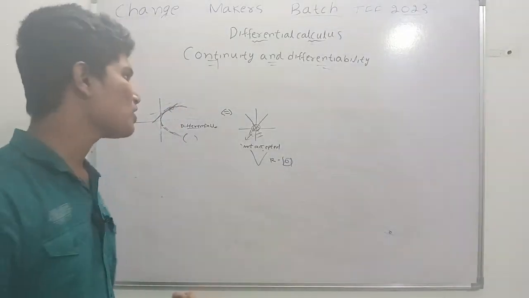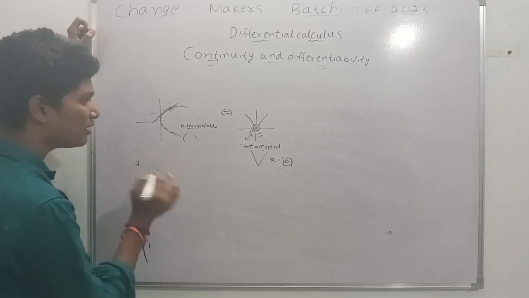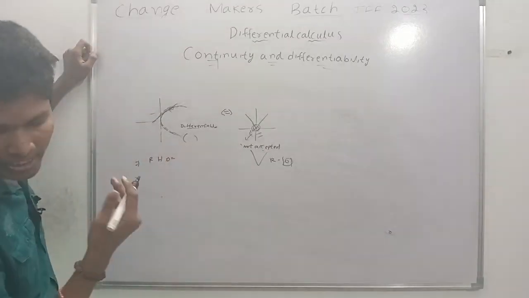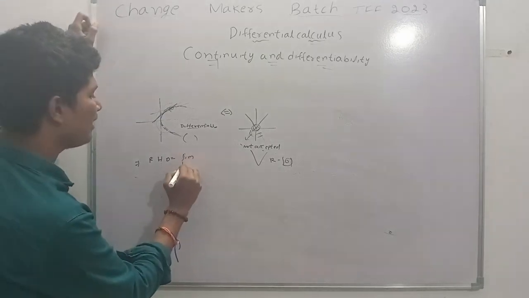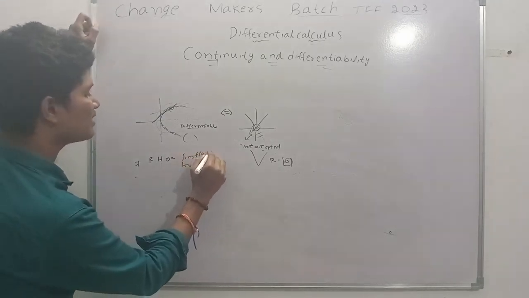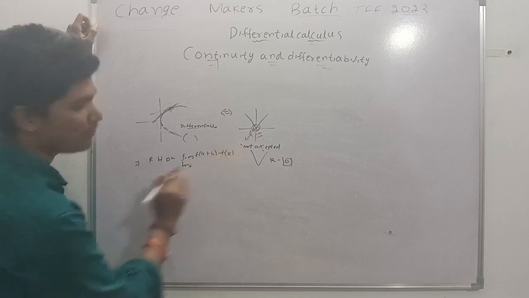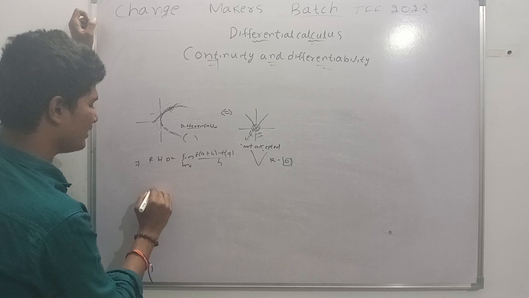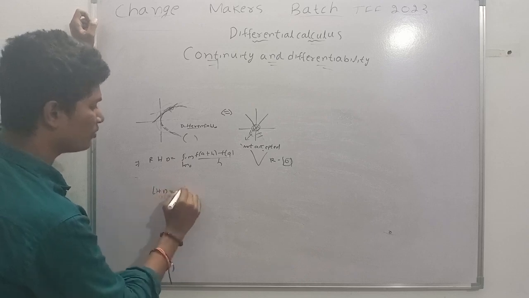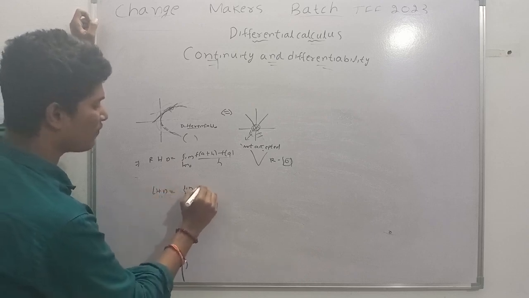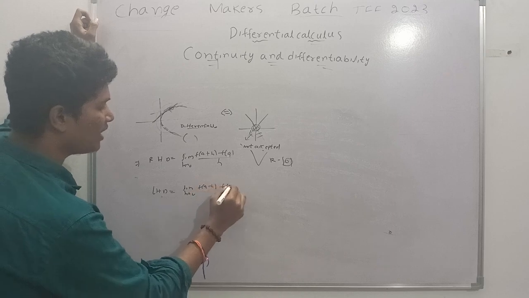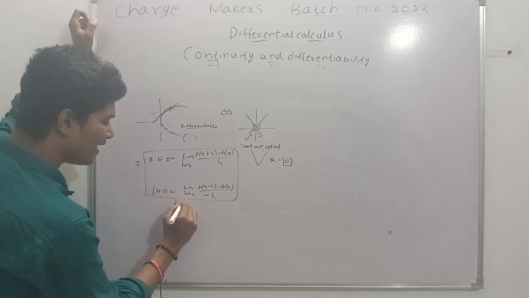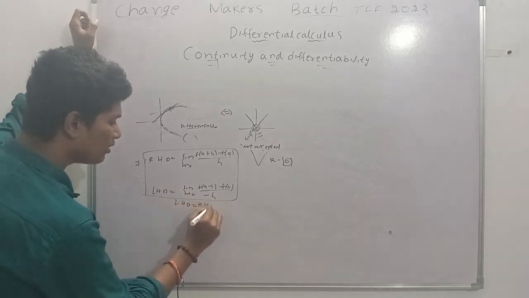And what is the condition for differentiability? The condition for differentiability is the right hand derivative. We have to differentiate it, that is limit h tending to 0 of f of a plus h minus f of a divided by h. This is RHD. Next LHD, left hand derivative, that is limit h tending to 0 of f of a minus h minus f of a divided by minus h. These two values must be equal, that is LHD equal to RHD.